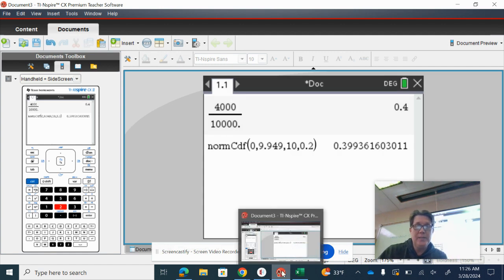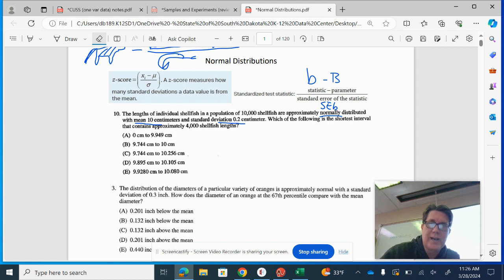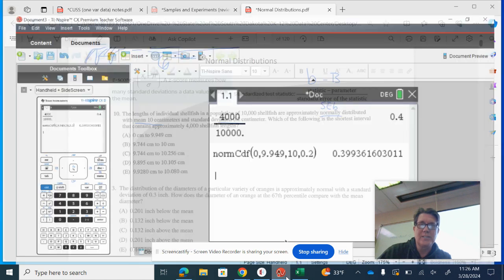Okay, so this could be the answer, but we're looking for the one that's the shortest. And if you're going from 0, since the mean is up here at 10, and we're going 0 to 9.949, you're talking about the part of the curve that has 40% from that area on down. So that's not going to be the answer. It does have 40%. If it's the only one that has 40%, then it would be the shortest. Now you can subtract those numbers and we can find that that would be 9.949 wide. 9.949 minus 0. But this one, 9.744 to 10.